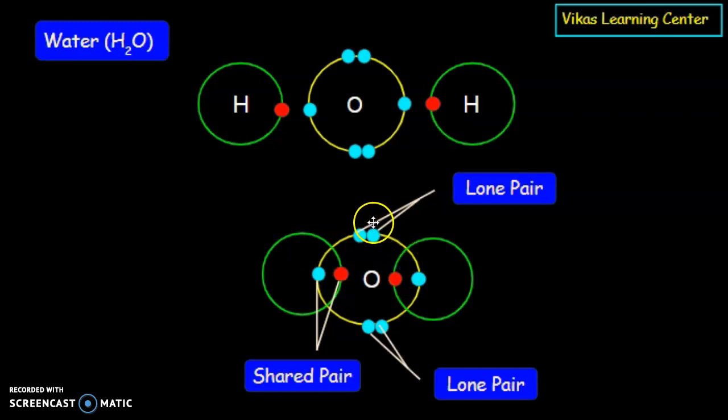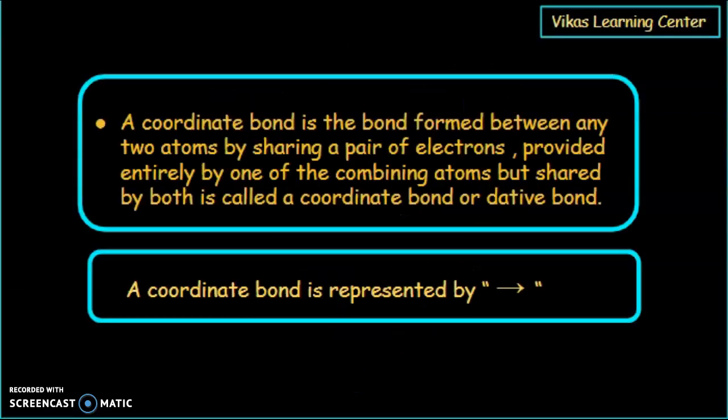Whereas the electrons that you observe here are not being shared with any other atoms. They are called your lone pair of electrons. And when this lone pair of electrons combines with any other atom or ion, that leads to the formation of a coordinate bond, which can be defined as the bond that is formed between any 2 atoms by sharing a pair of electrons, provided entirely by one of the combining atoms, but shared by both. That is called your coordinate bond or the dative bond, and that is represented by an arrow.